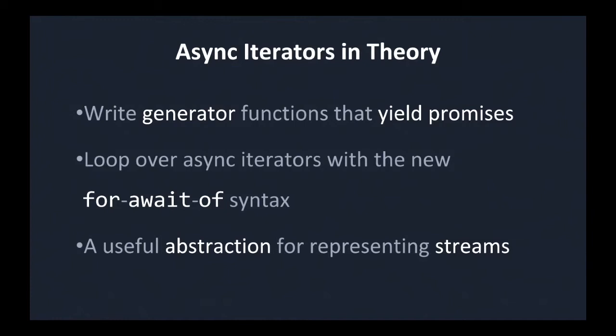When you have an asynchronous iterator, you can loop over it with a conventional for loop, but you throw in that little await keyword too, and that makes it so that it'll await each new value as it comes in. So it's a slight variation on your normal for loop. And as I was saying earlier, this is just a really clean way to represent streams.